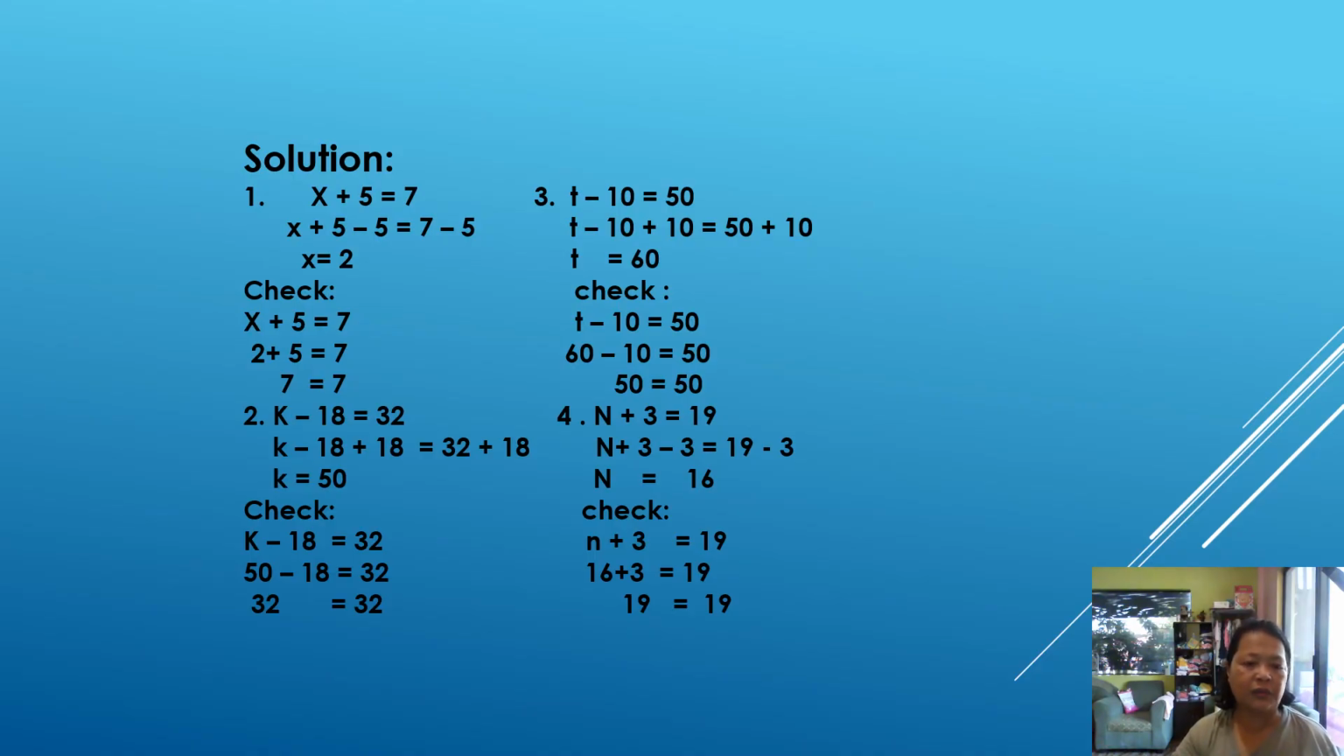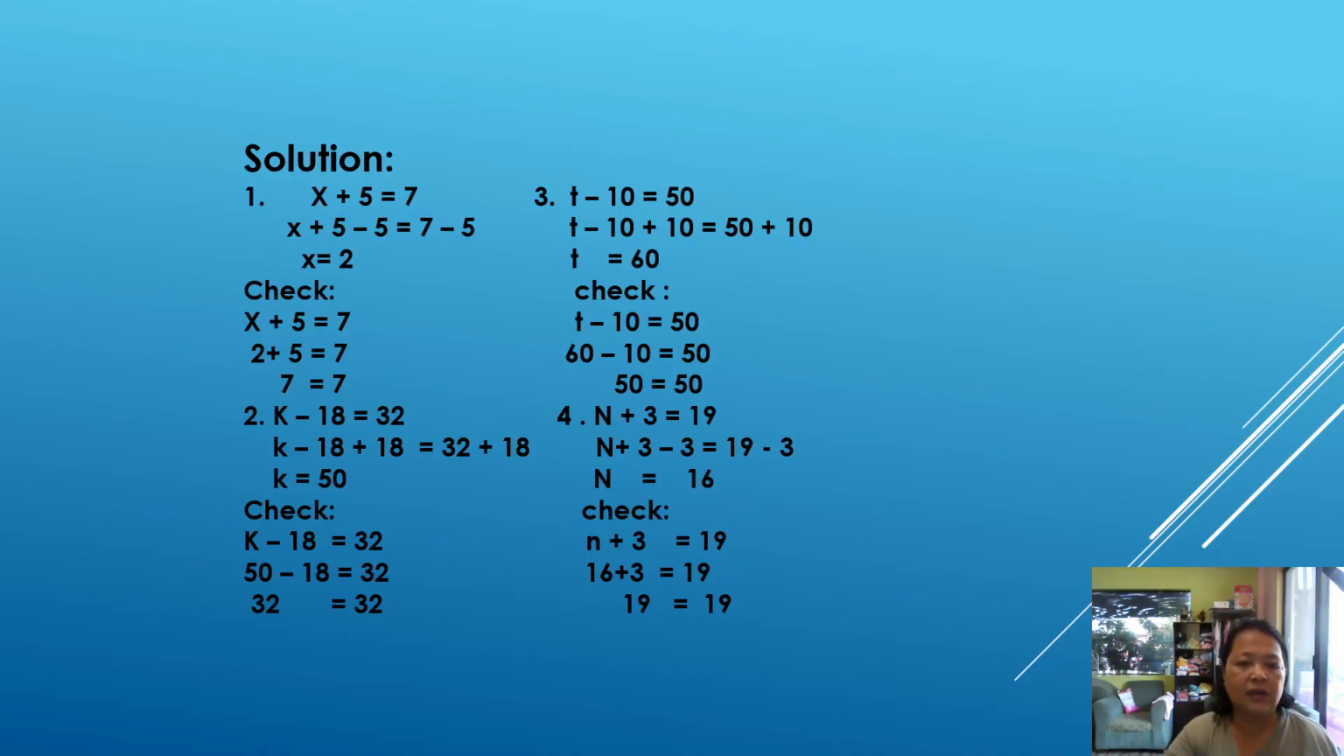Number 2, k minus 18 is equal to 32. k minus 18 plus 18 is equal to 32 plus 18. Cancel natin yung negative 18 and positive 18. Ang natira ay k is equal to 32 plus 18, which is 50. Check. You are going to write the original equation. k minus 18 is equal to 32. Ang k po natin is 50, 50 minus 18 is equal to 32.